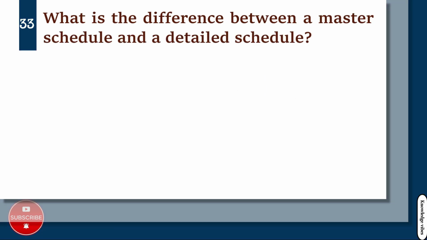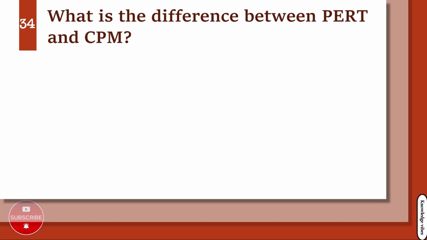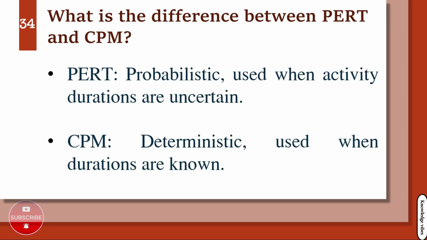What is the difference between a master schedule and a detailed schedule? Master schedule: high-level overview with key milestones. Detailed schedule: includes all tasks with timelines, resources, and dependencies. What is the difference between PERT and CPM? PERT: probabilistic, used when activity durations are uncertain. CPM: deterministic, used when durations are known.